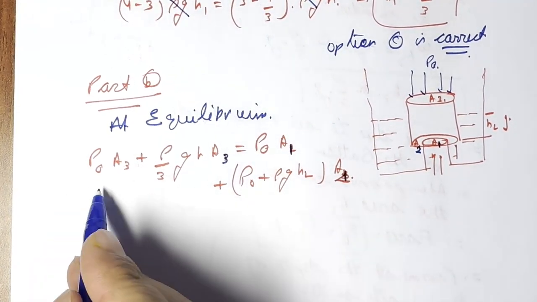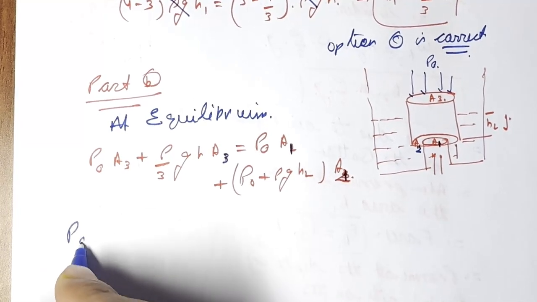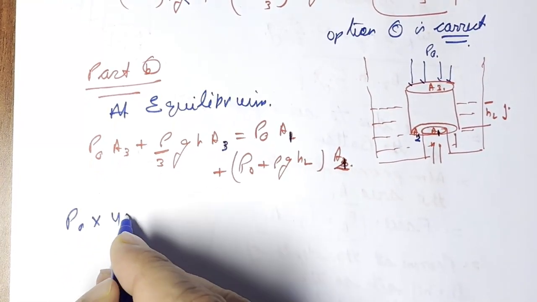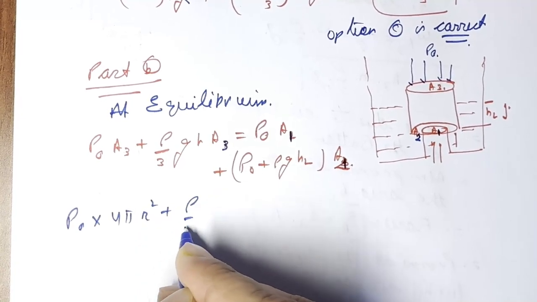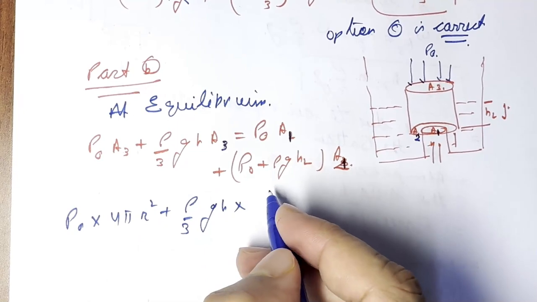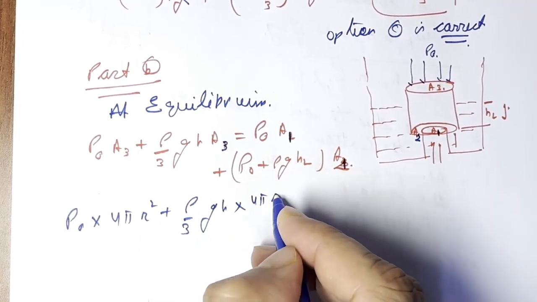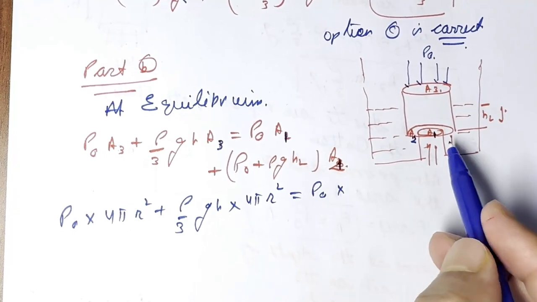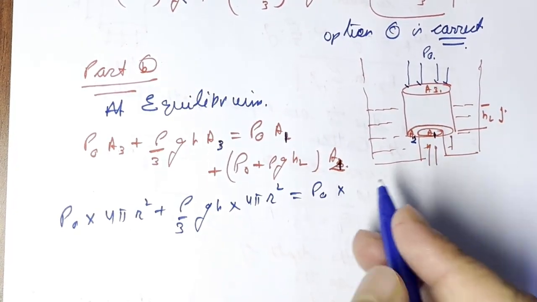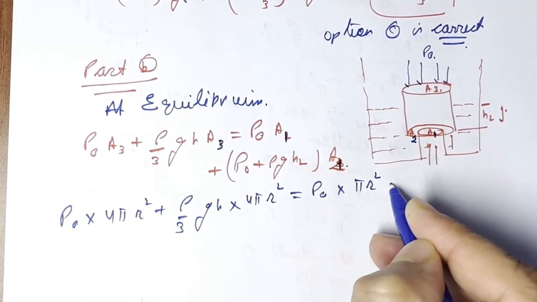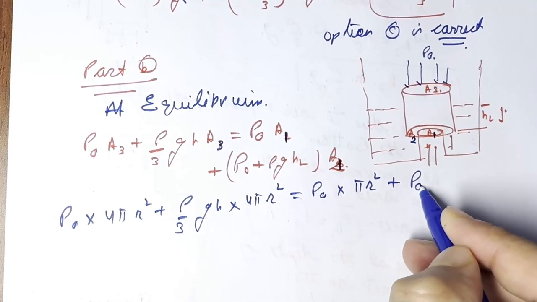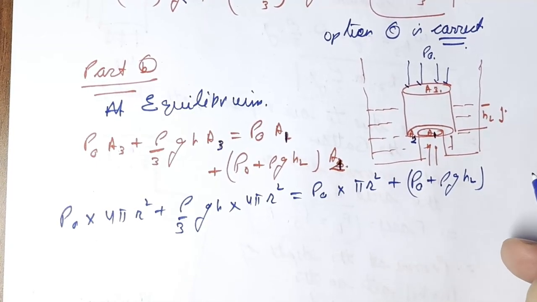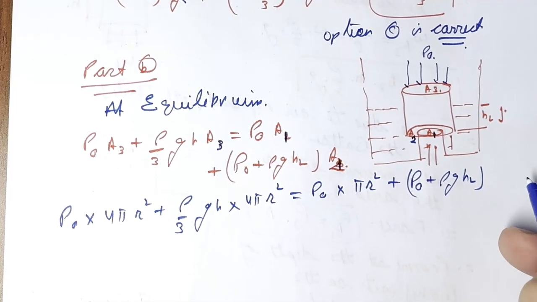So we substitute the value PA multiplied by A3. A3 was our 4 pi r square, plus rho by 3 GH multiplied by 4 pi r square. We have PA multiplied by A1. A1 is our open area, that is our pi r square, plus we have here PA plus rho G H2, and multiplied by our A2, and A2 is our 3 pi r square.